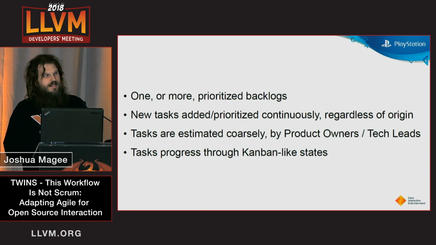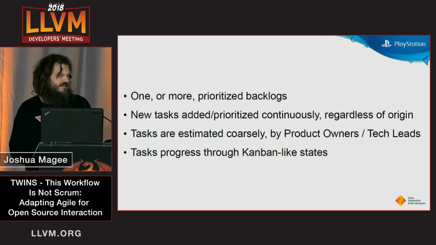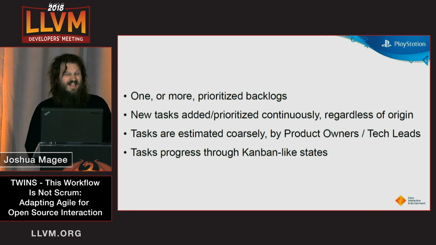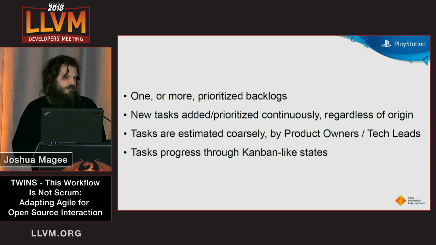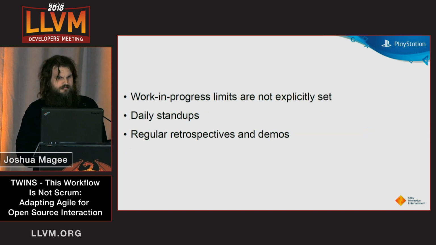Normally in Scrum, the estimation would happen by the team members, and it would dictate sprint planning. Here we do it by either the tech leads or product owners, and it really just exists as a sanity checkpoint so that people can go, hey, this task is not as small, what were you thinking? And then tasks progress through Kanban-like states like ready, in progress, review, and done.